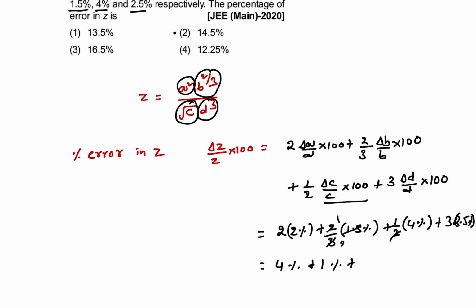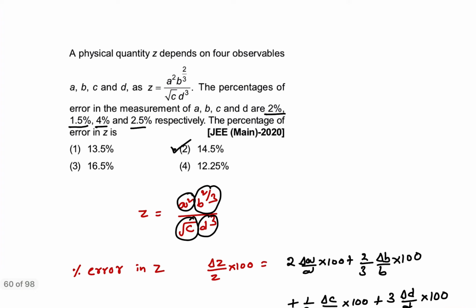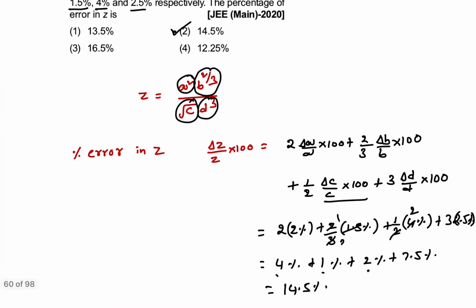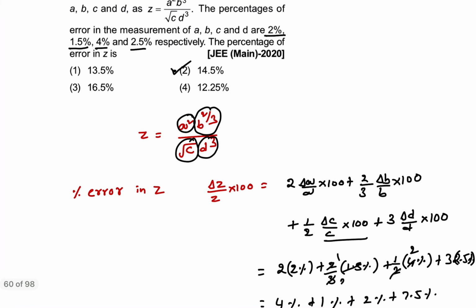If you add all the things, we can write 4% plus 2 by 3 times 1.5, which gives 1%, plus 1 by 2 times 4, which gives 2%, plus 7.5%. If we add 4 plus 1 is 5, 5 plus 2 is 7, 7 plus 7.5 is 14.5%. We get the fourth option as the correct option.